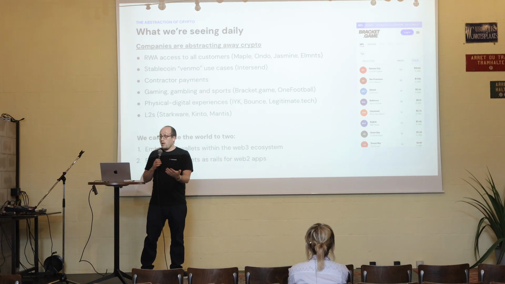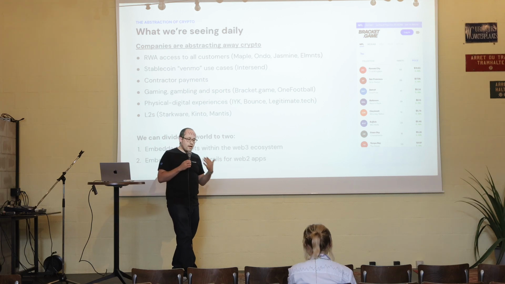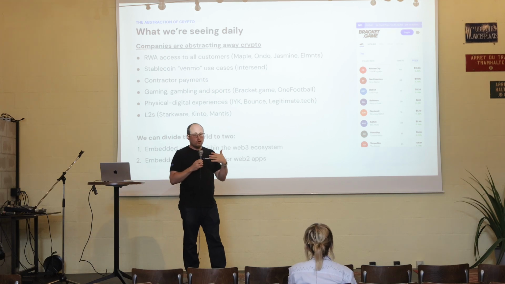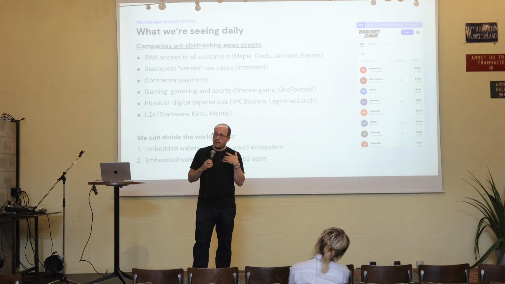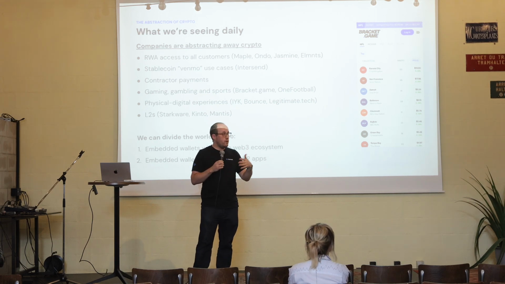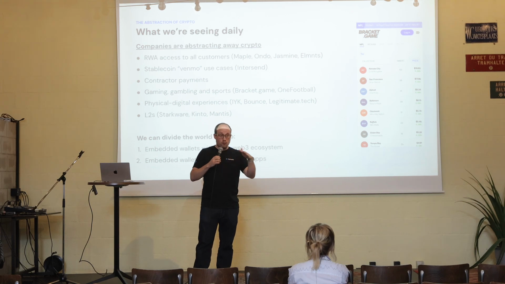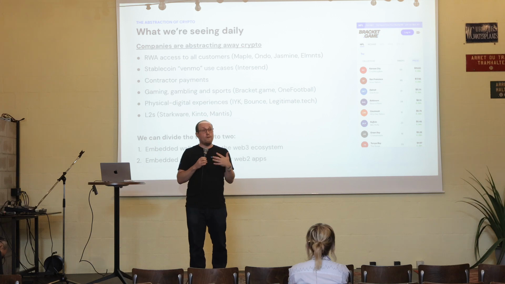So we're seeing real-world asset customers saying, look, I want to give access to treasury bonds or treasuries outside the US, or I want to give access to energy bills or anything of that sort, but folks don't really need to know it's crypto. So it runs on crypto rails, but they don't need to know it's crypto. That's a very good use case for embedded wallets, right?